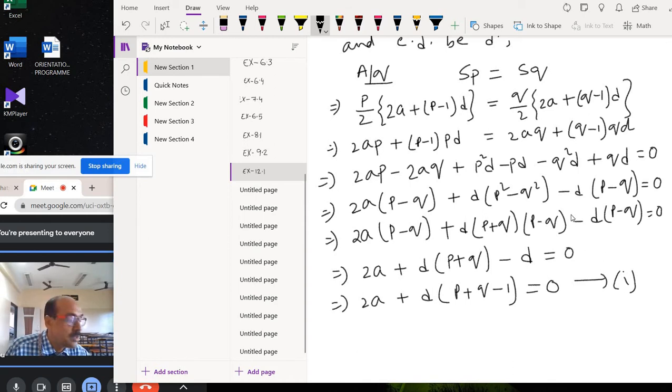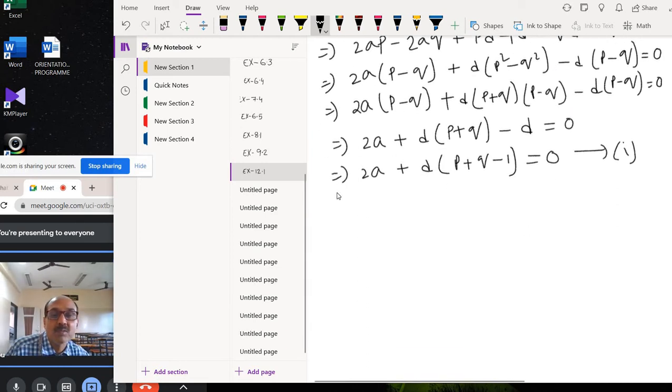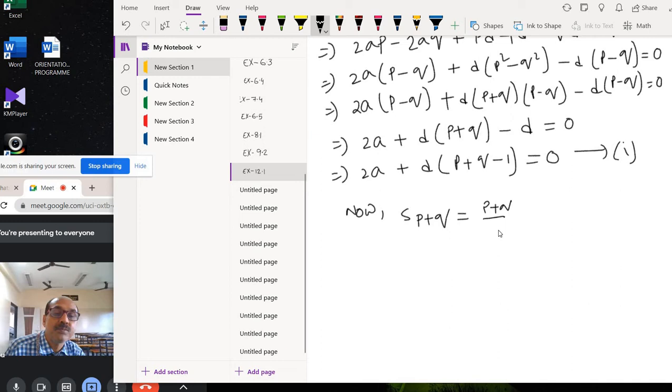Now, see the question. Question is find sum of p plus q terms. That means S of p plus q. Now, S of p plus q equal to, use sum formula, p plus q by 2 into 2a plus p plus q minus 1 into d.